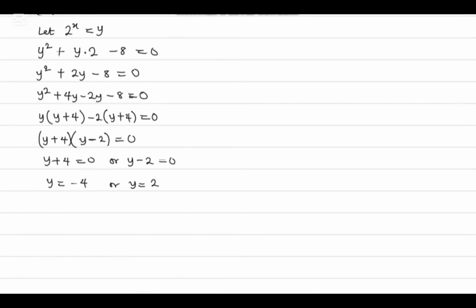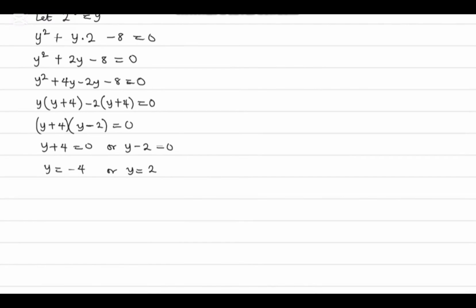Well, but recall that 2 raised to the power x is what we called y. When y is minus 4, we can say 2 raised to the power x is equal to minus 4. Well, this is unsolvable. We cannot solve this because of the negative value. But you see, when y is 2, we can say 2 is equal to 2 raised to the power x, and that 2 is 2 raised to the power 1, equal to 2 raised to the power x. x is equal to 1. Take note, x is equal to 1.